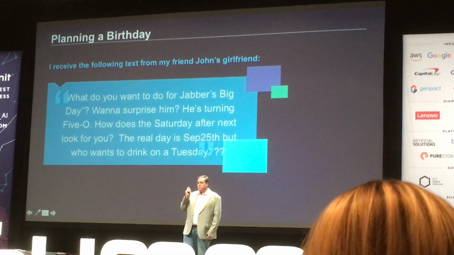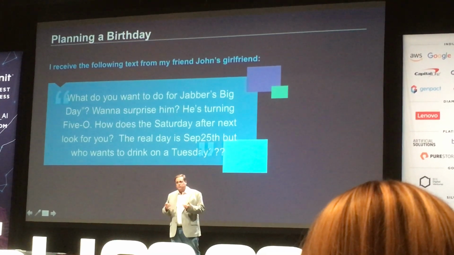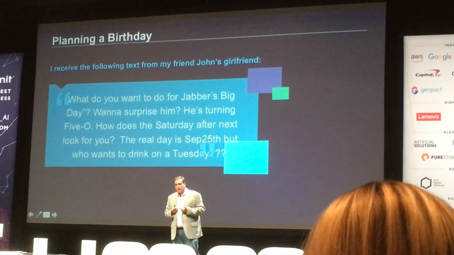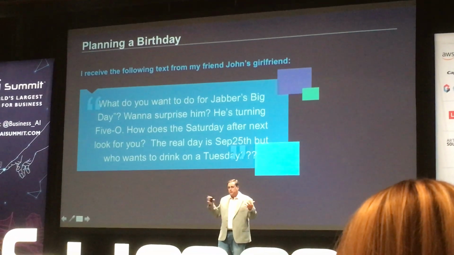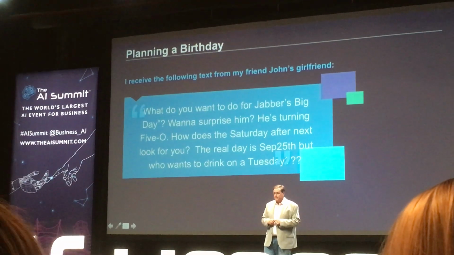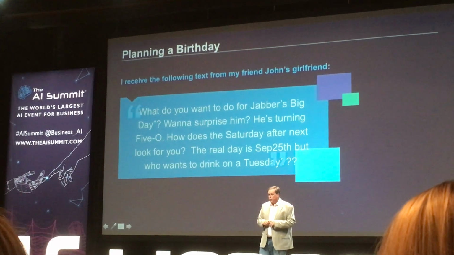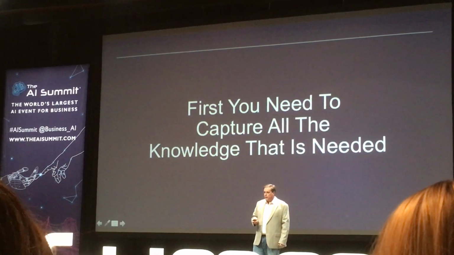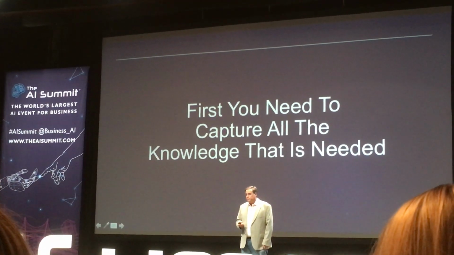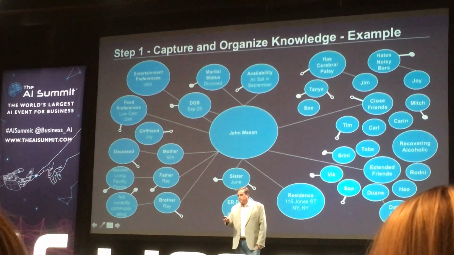So what we're going to do is build an artificially intelligent bot that's going to interpret that information, figure out what questions it needs to ask, plan the event, and basically figure out who to invite and the like. Okay? So the first thing we need to do is capture all the knowledge about these people in this event. So I'm going to create a knowledge graph.